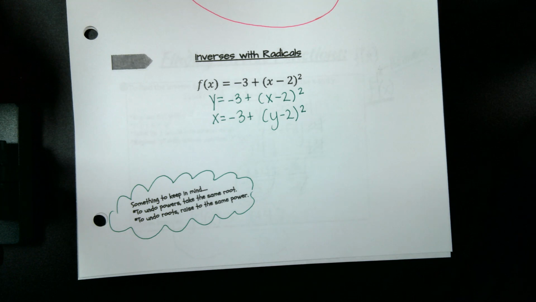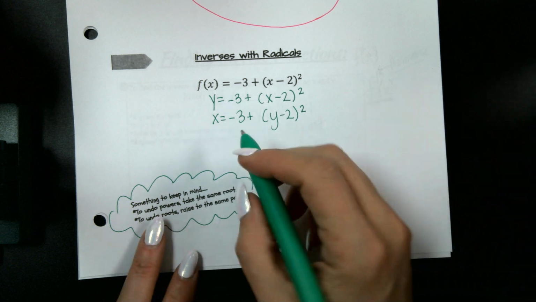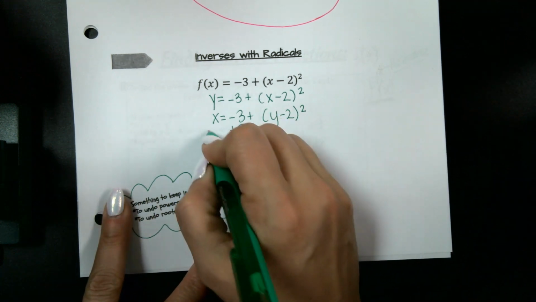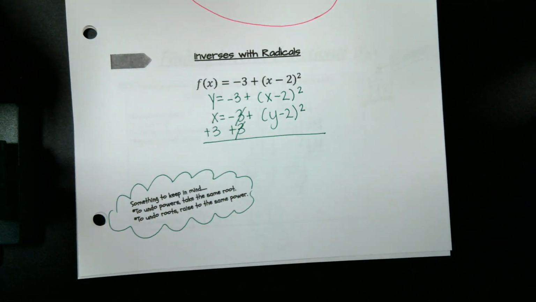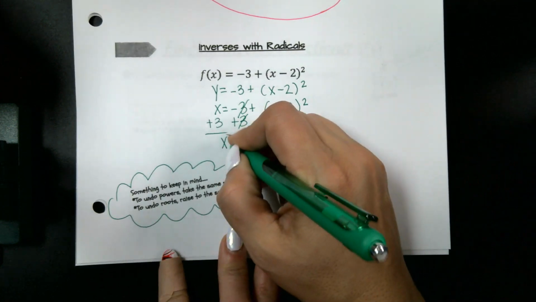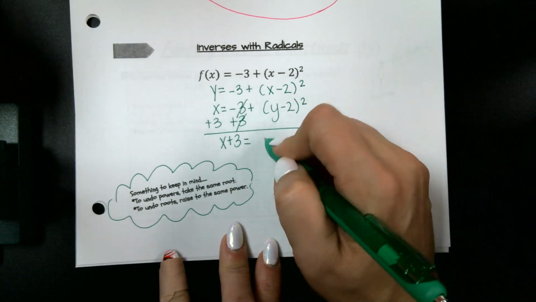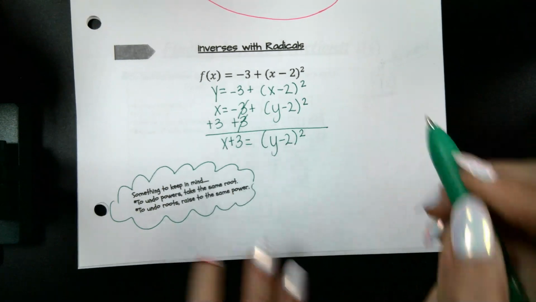Okay, so then what number can I go ahead and move? The negative 3. Yep, so how would I move a negative 3? Add 3. I'd add 3. So the left side is just x plus 3, right? And then the right side, this just comes down. So y minus 2 squared.